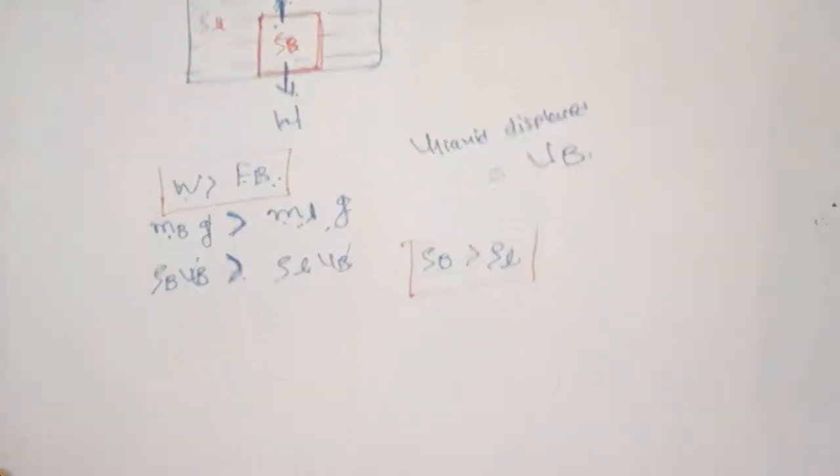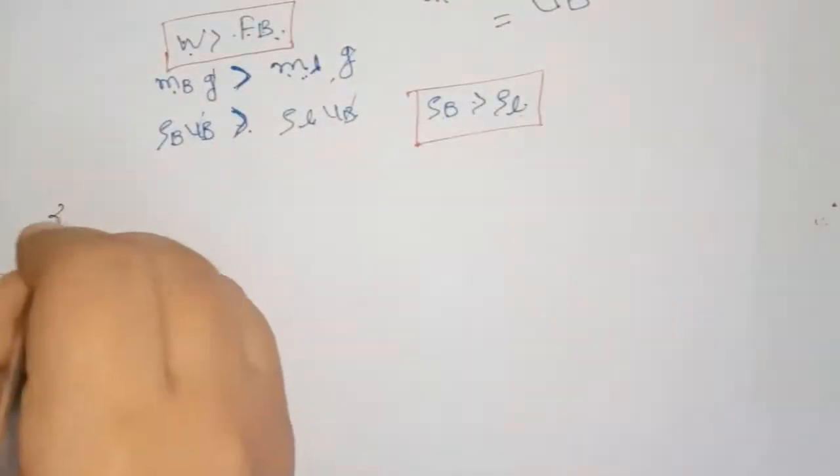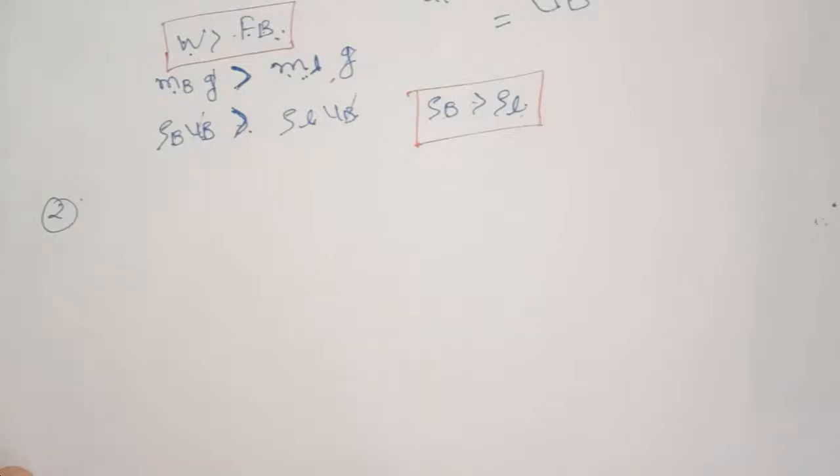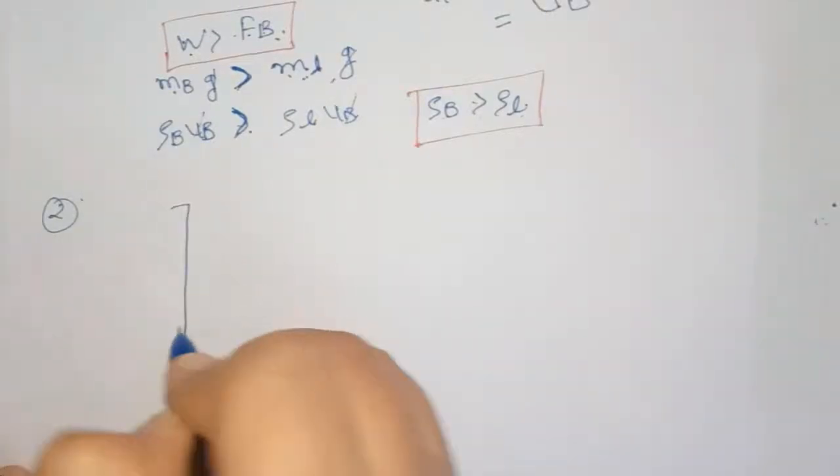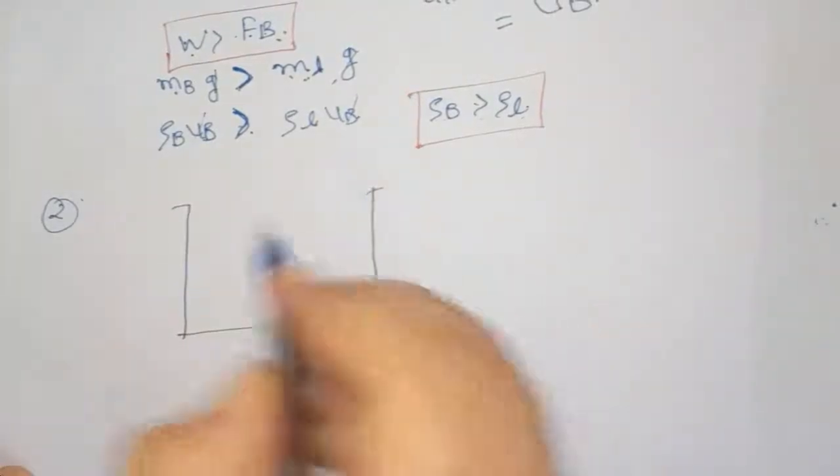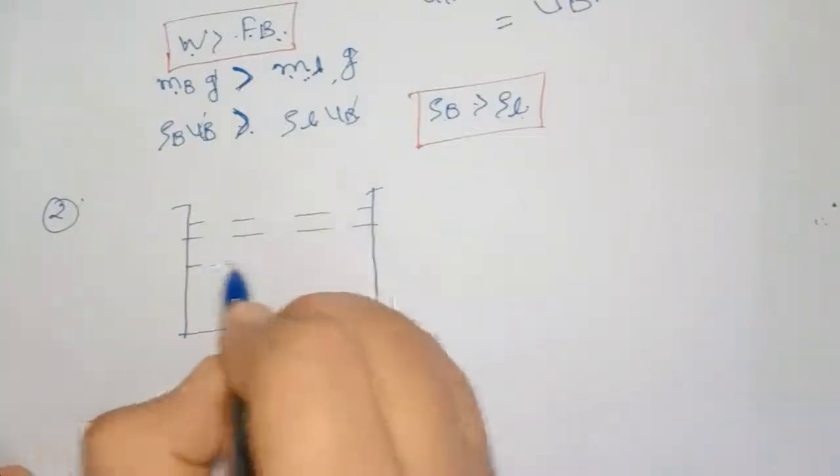Now let us see the second case. In the second case, the object partially floats.